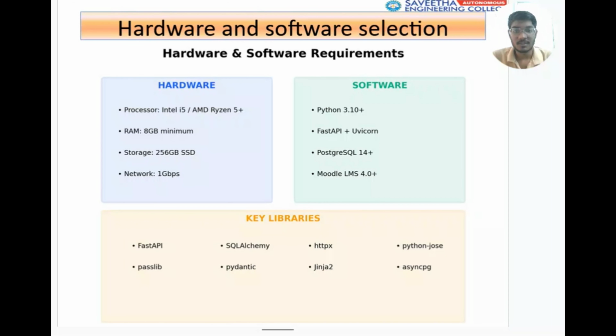And the hardware and software selection: we have a minimum of hardware, like 8 GB RAM with 1 Gbps of network. On the software side, we have used Python 3.10 plus, and we have FastAPI and Uvicorn, PostgreSQL for the database, and the Moodle LMS API we have used for the submission of CAA papers from the students to the LMS. And we have some key libraries which we used in this project, likewise FastAPI that you can see here.